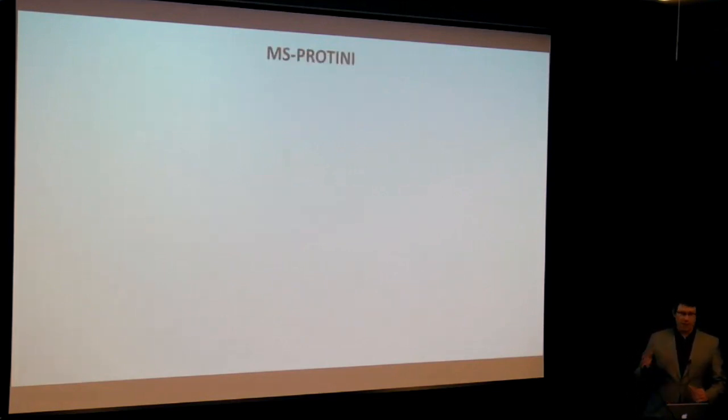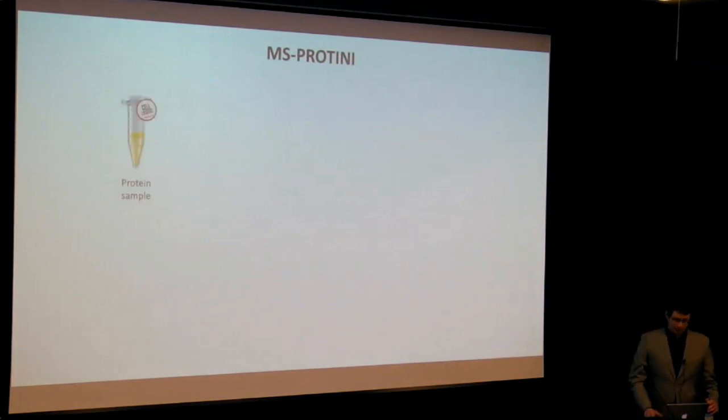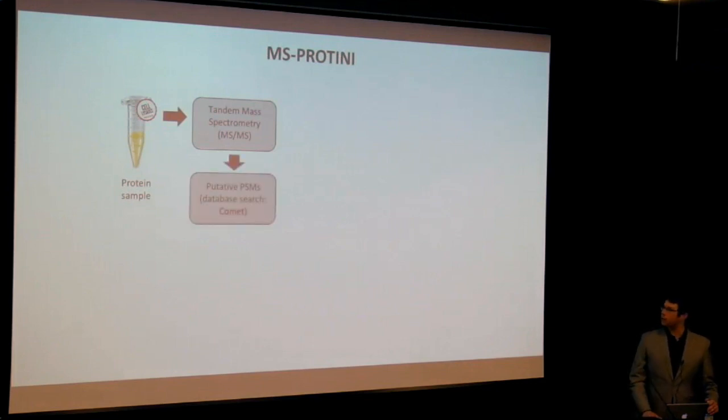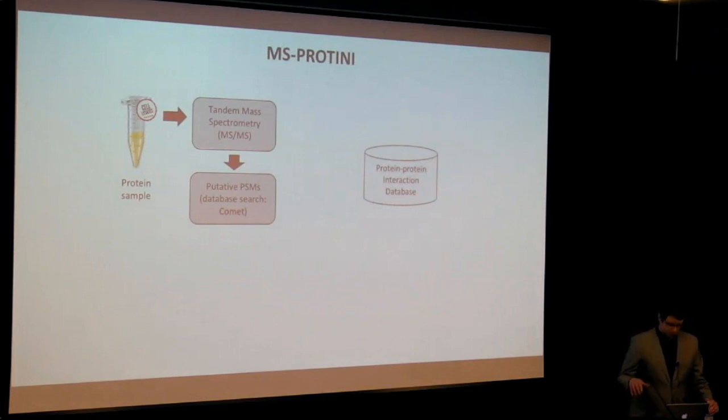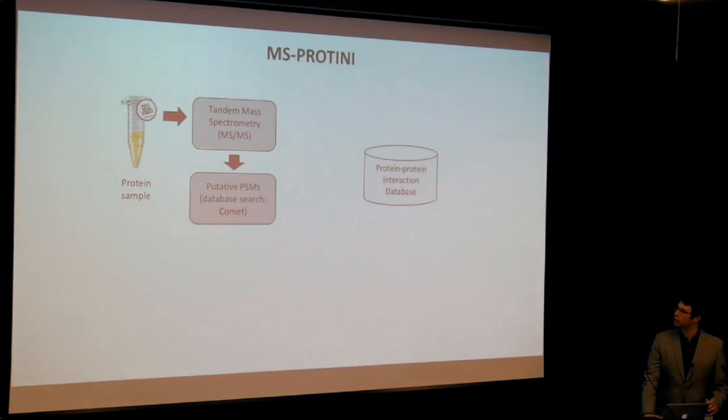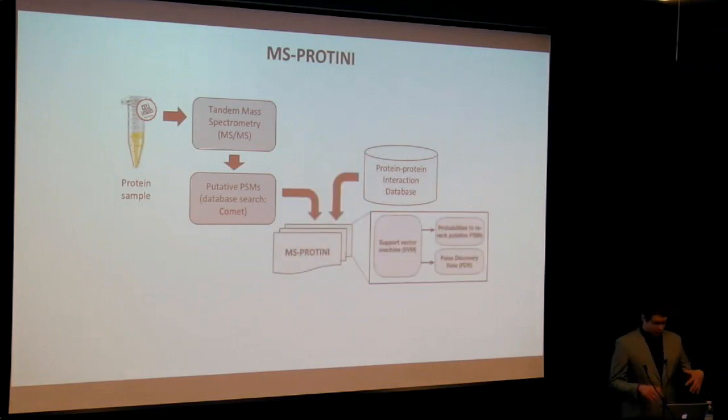And so the basic pipeline of MS Proteini is as follows. You basically get a protein sample. It's analyzed through mass spectrometry. We perform a typical database search. We use Comet as the tool here. And then to these results from the database search, we integrate protein-protein interaction information, in this context from the BioGrid public repository, which is one of the biggest repositories for protein-protein interactions. We also integrate the database search results and the protein interaction information into a supervised learning framework.